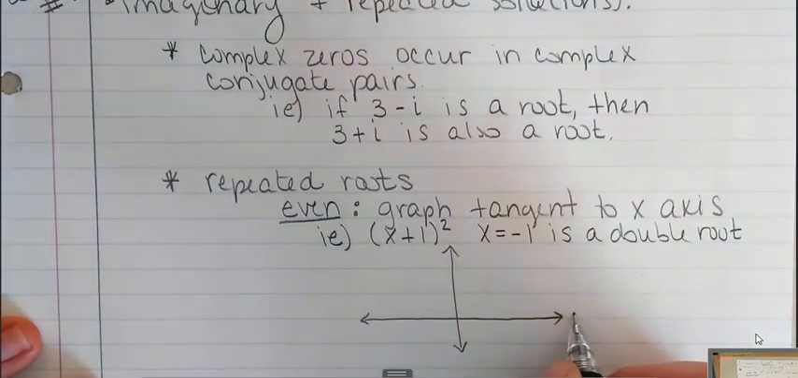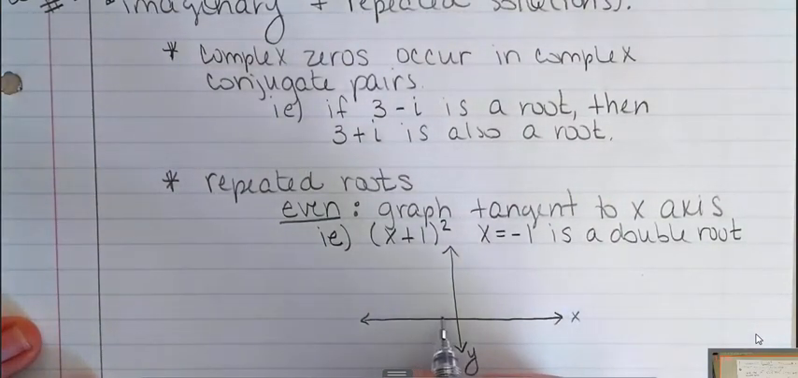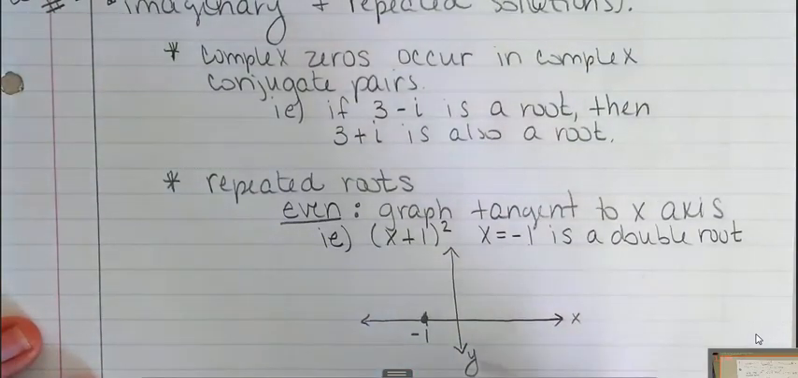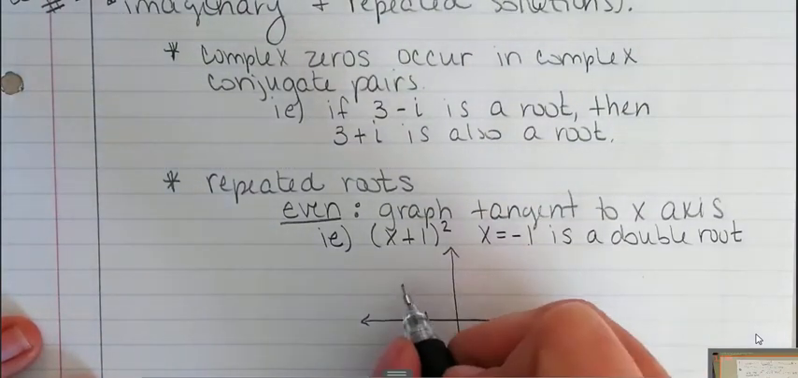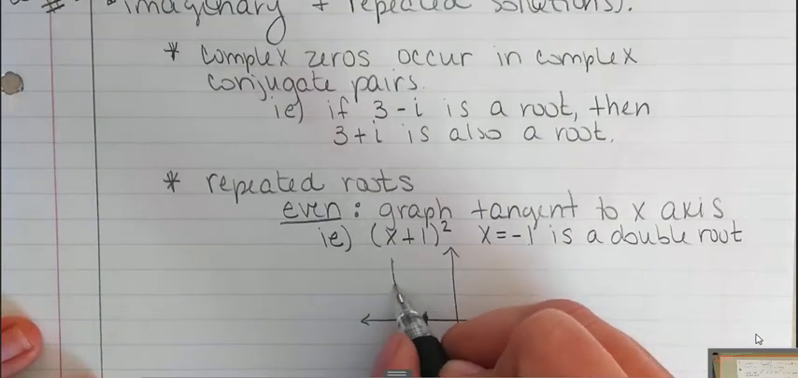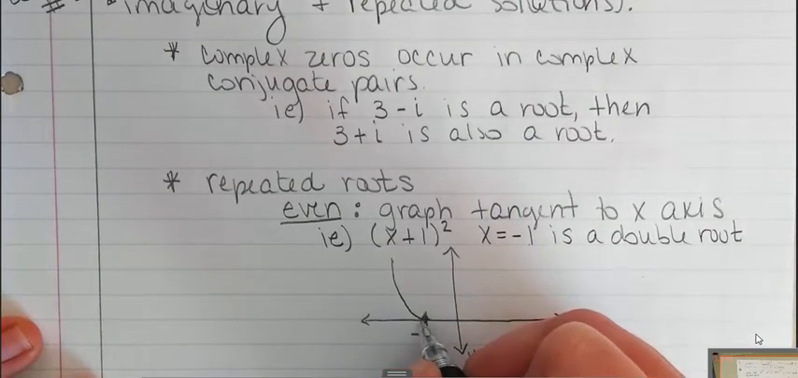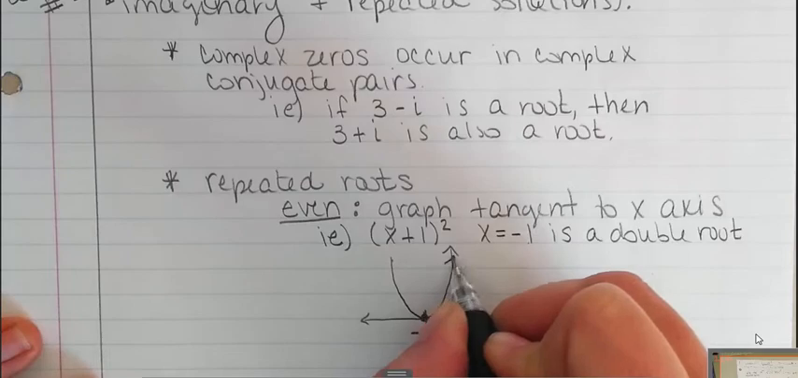So this graph, if we just think of this as a parabola, you should know where your vertex would be. It's basically going to be left 1. So at negative 1, which is also where my root is, right? I'm going to have this double root, which means it's not going to cross through the x-axis. It's actually going to go towards the x-axis, and then it's going to be tangent to it and back up.